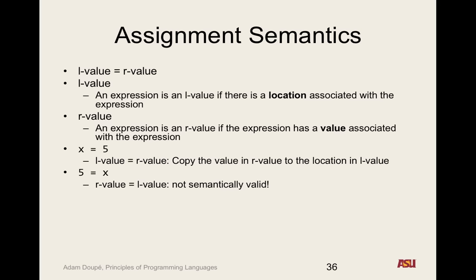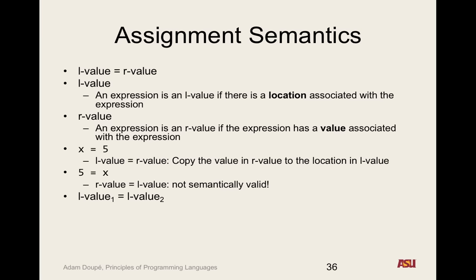Okay. So, but we've seen another case, right? So when we saw x equals y, was that either of these two? No? Maybe? So no, we've seen, right, L value is assigned to an L value. So here, x and y are both L values. They both have locations associated with them. So we can actually assign an L value to an L value. So what are the semantics here?